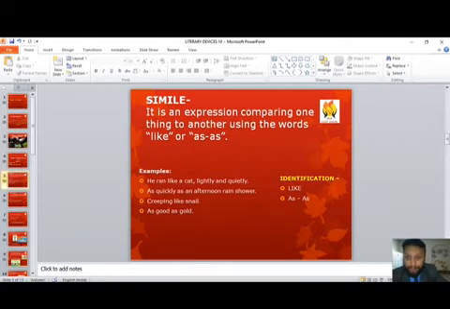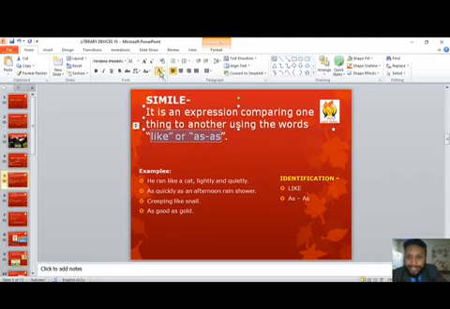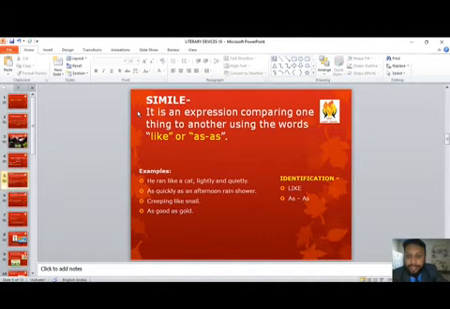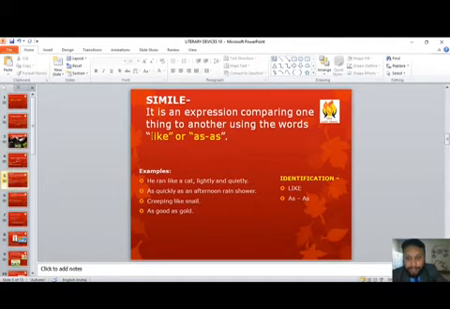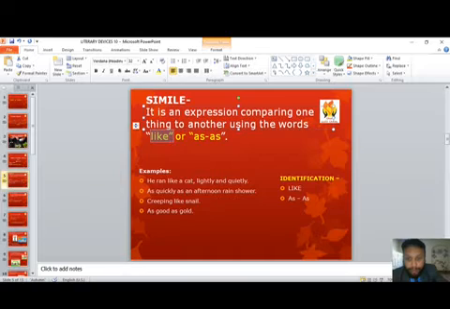So what is a simile? Simile is an expression comparing one thing to another using the words like or as dash as. So it is a comparison. Sometimes a poet compares one thing with another thing. This method of comparison is known as simile. So how is the comparison done? Comparison is done with the help of like or as dash as.